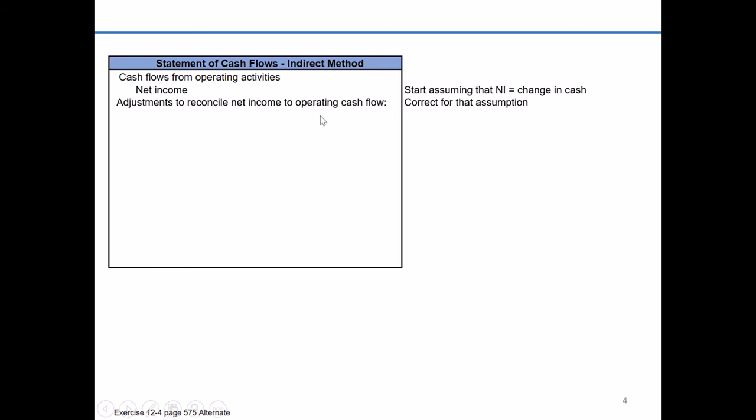To be able to do that, we have to make a number of adjustments to reconcile or transform net income to operating cash flow. The reason why is the components of net income, which are revenues and expenses, they're recorded using the accrual basis, not the cash basis. If you recall, going way back to chapter 3, our accrual basis with revenues means we record revenues when we earn them. It doesn't matter to us whether or not the customer paid for that product or service up front. We just care when the product or service was performed in order to record the revenue.